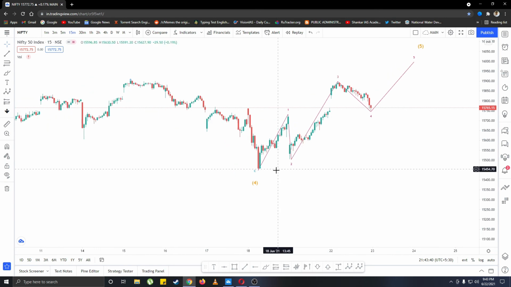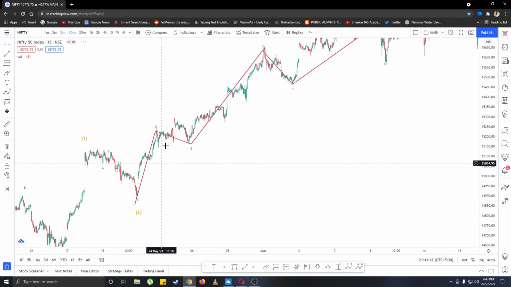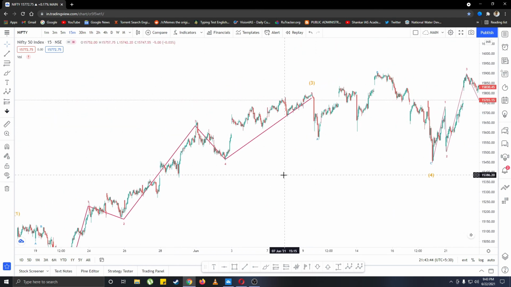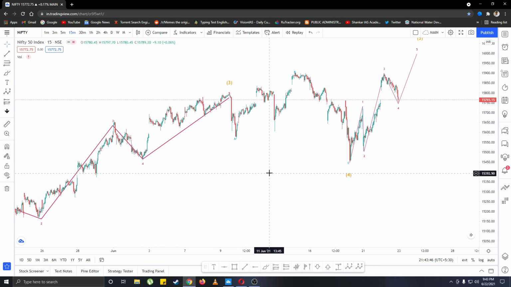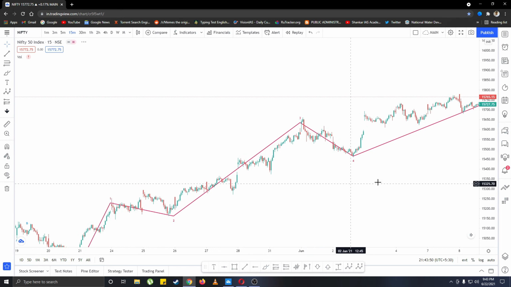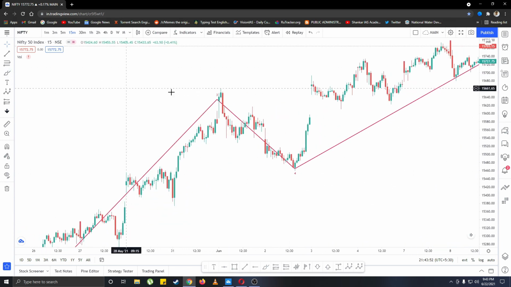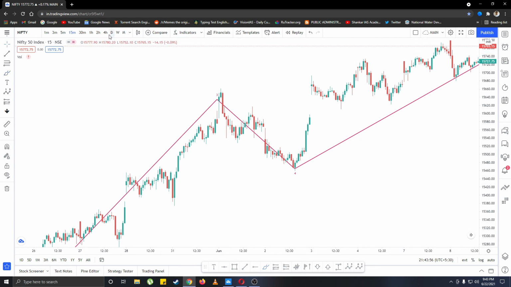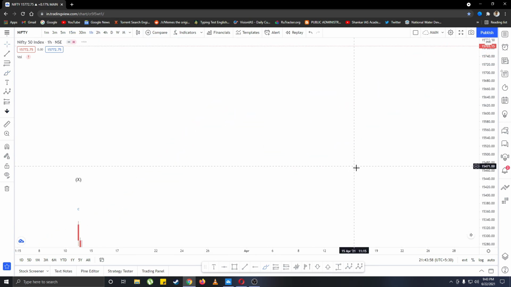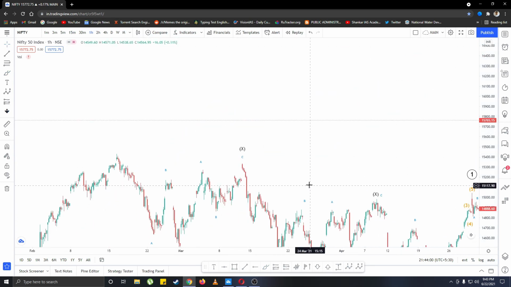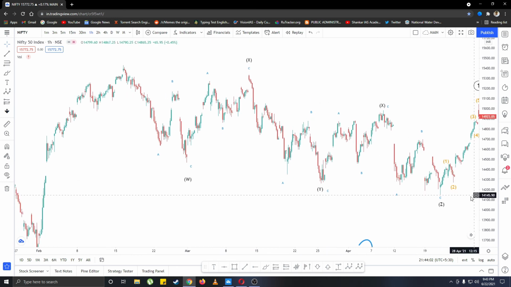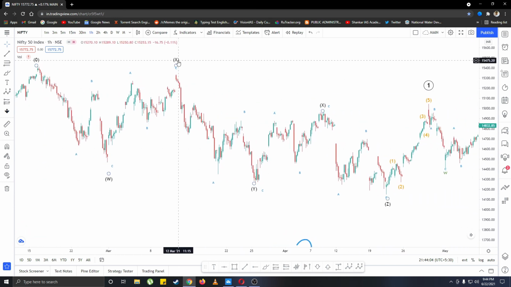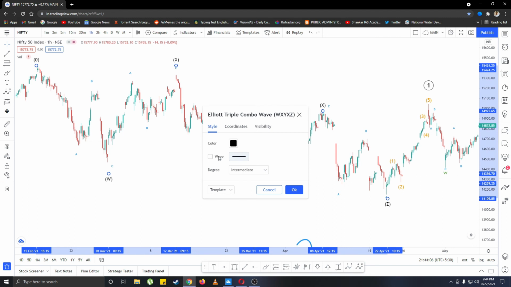Now we have covered the basic 1, 2, 3, 4 and a 5 structure. We have covered ending diagonals. We have covered expanding flat. In here, we had a simple ABC correction. And then I want to show you an example of a complex correction, which was going on in Nifty for the last 2 months. So this is a triple zigzag correction.